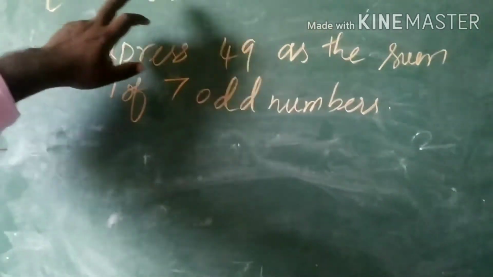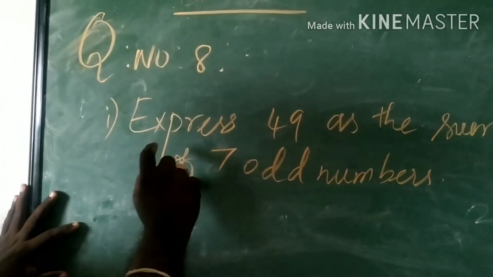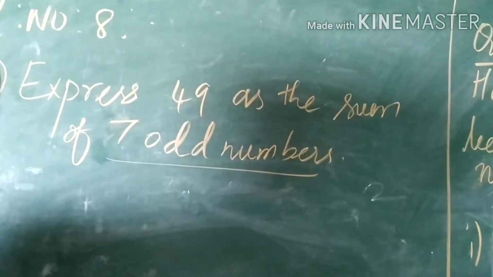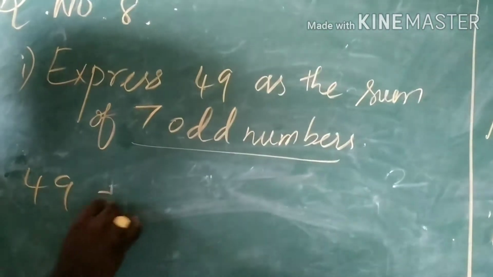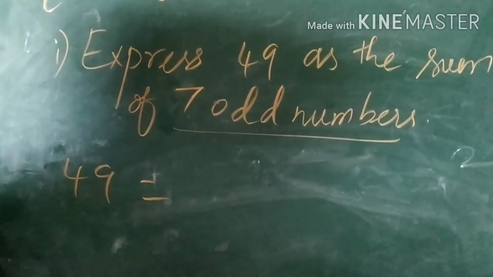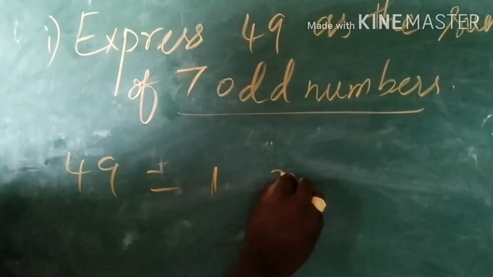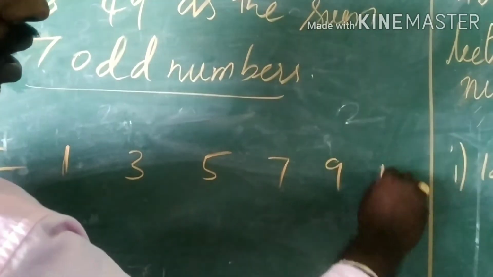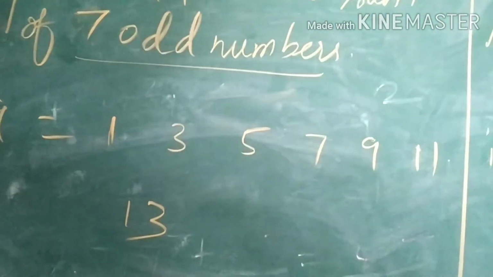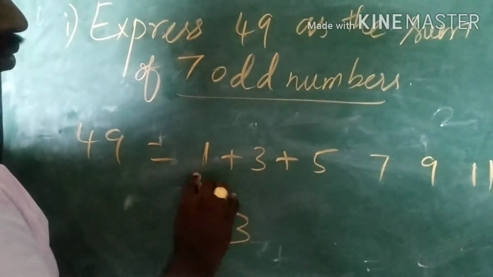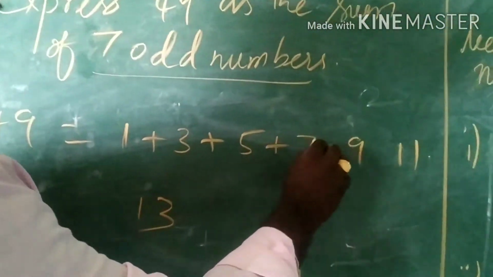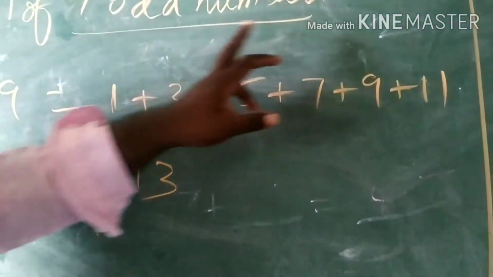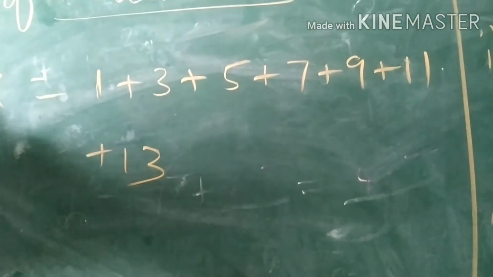Now you have to see question number 8. Express 49 as the sum of 7 odd numbers. First you write the 7 odd numbers: 1, 3, 5, 7, 9, 11 and 13. Adding those, you get the sum. So 1 plus 3 plus 5 plus 7 plus 9 plus 11 plus 13. Adding these numbers, we get the result as 49.